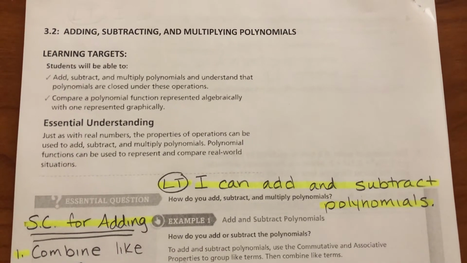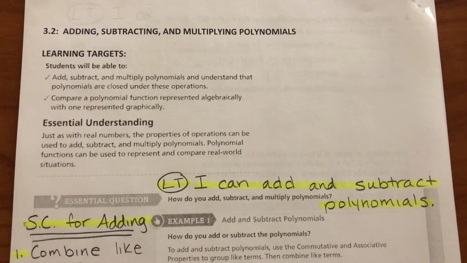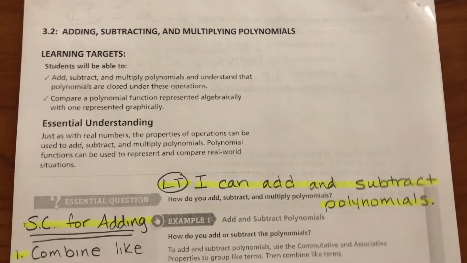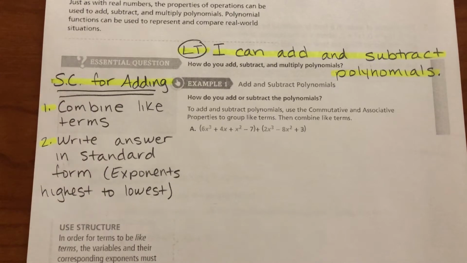Alright, Algebra 2 students, we're moving on to section 3.2, which is over adding, subtracting, and multiplying polynomials. Today, we are just going to look at adding and subtracting. So our learning target for today is: I can add and subtract polynomials.